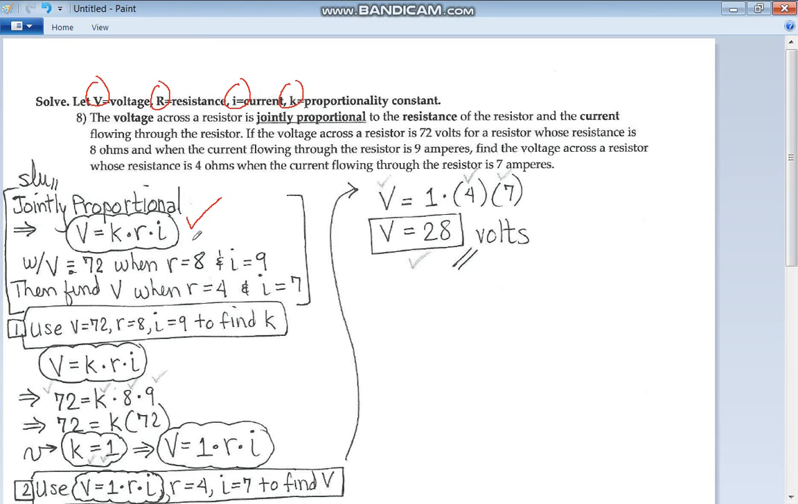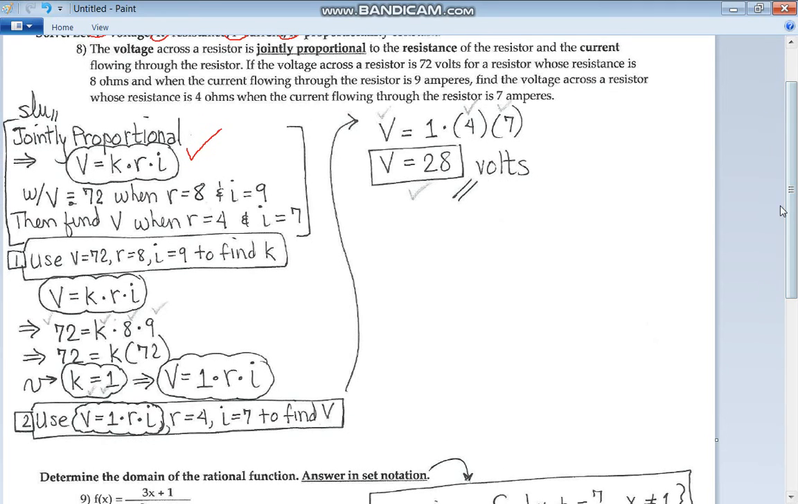Okay, then it tells us if the voltage across a resistor is 72 volts for a resistor whose resistance is 8 ohms, and when the current flowing through the resistor is 9 amps, find the voltage across a resistor whose resistance is 4 ohms when the current flowing across the resistor is 7 amps. What the heck? Here's what they told us.